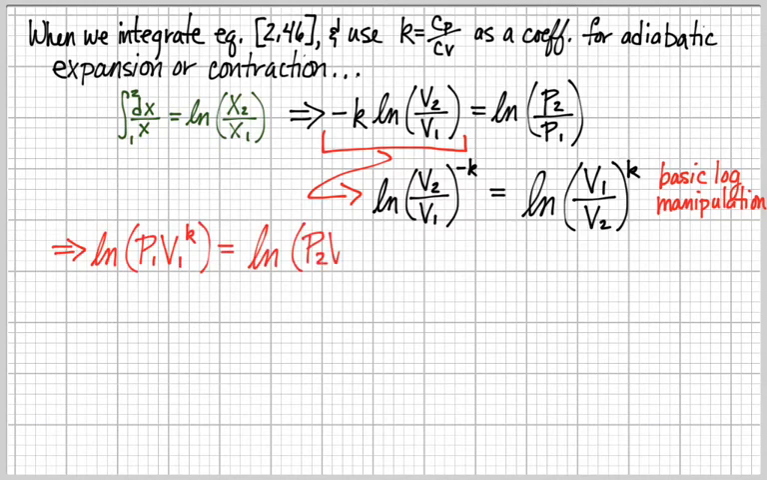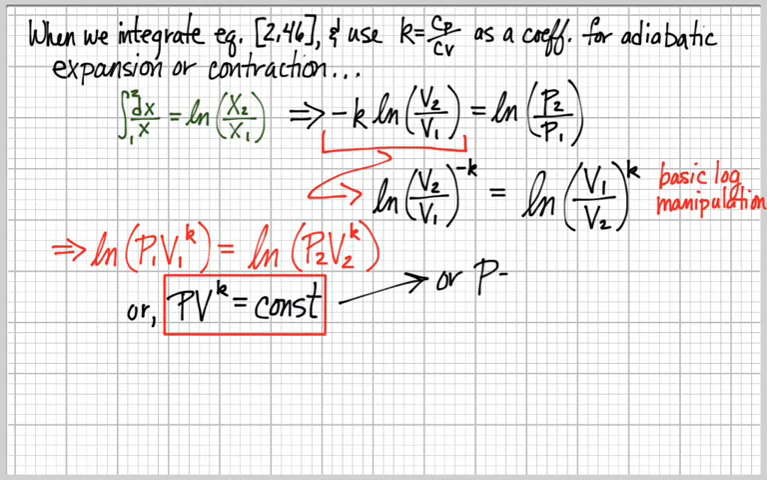So now I can take this and rewrite it as the natural log of P1 V1 raised to the k, where the volume is raised to the k, is going to be equal to the natural log of P2 V2, where V2 is raised to the k. Or, once again, PV to the k is equal to a constant. Another way that we would write this is that pressure is going to be that constant times V to the minus K.